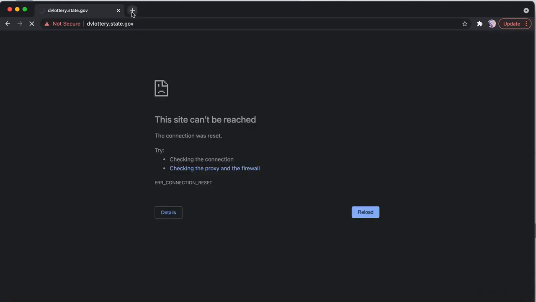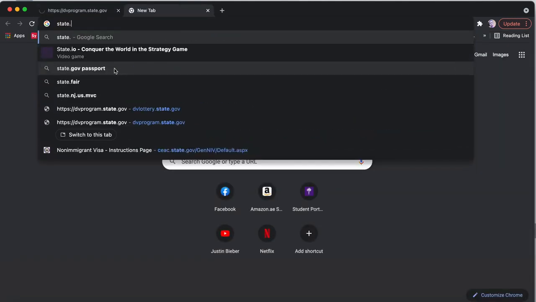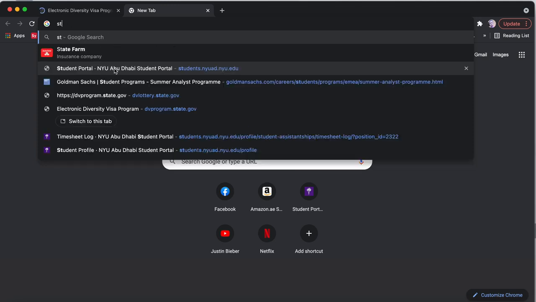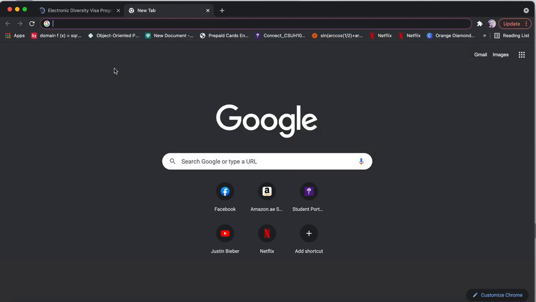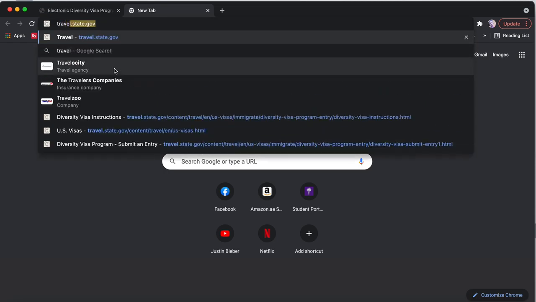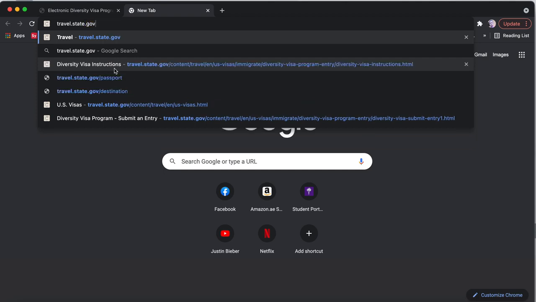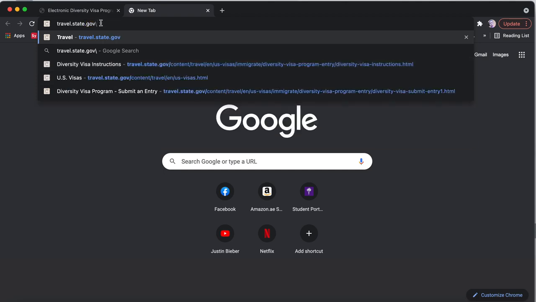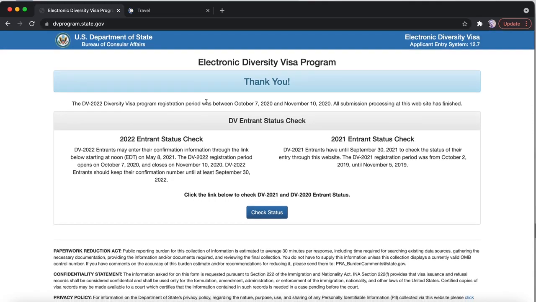If this is not working, we can try travel.state.gov. You can try to use this link. This is called the Electronic Diversity Visa.